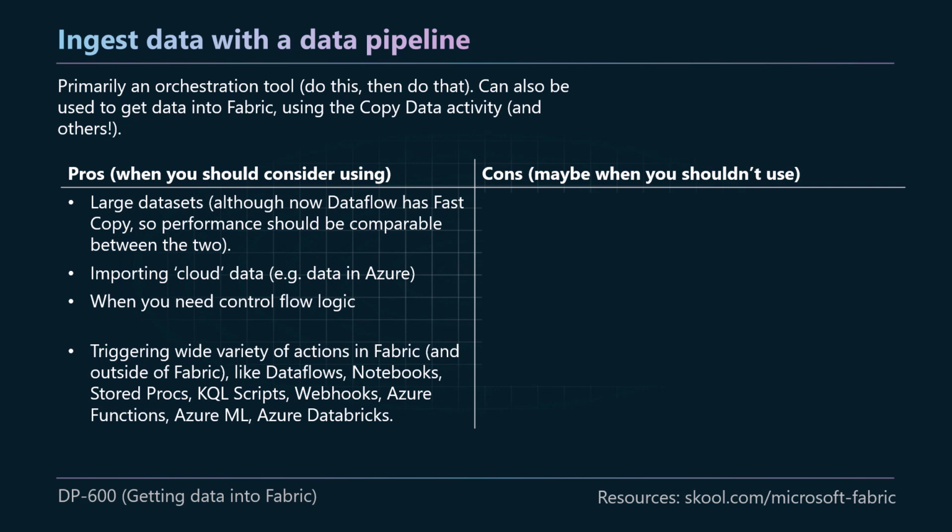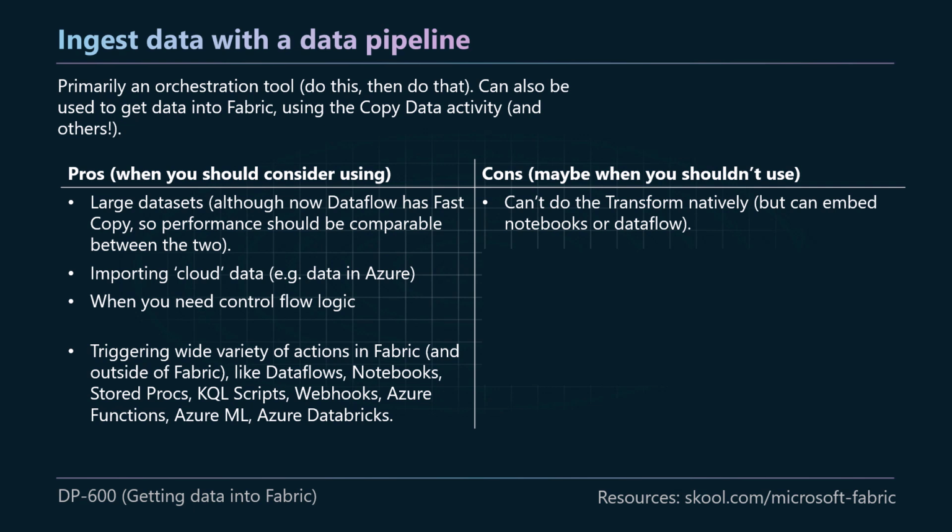And as well as the copy data activity, you can also use it to trigger a wide variety of other actions in Fabric. For example, a stored procedure. And a stored procedure can also be used for ingesting data into Fabric. For example, the copy into statement in T-SQL can be used to ingest a CSV file into a data warehouse directly, for example. Now, some of the cons in the data pipeline, well, it can't do the transform piece natively.